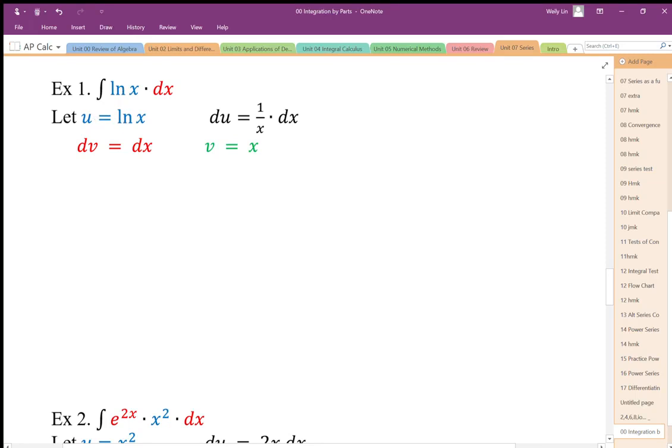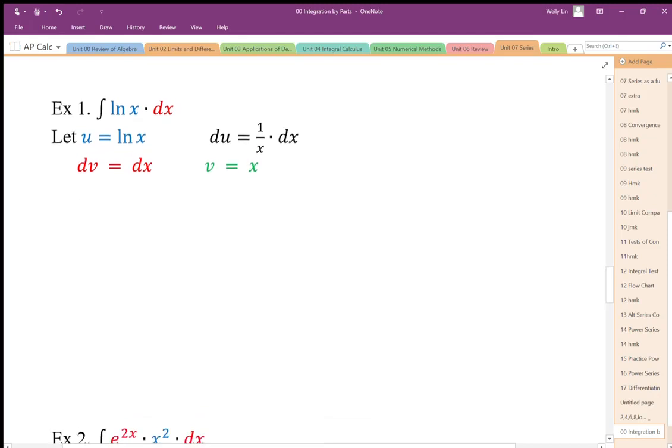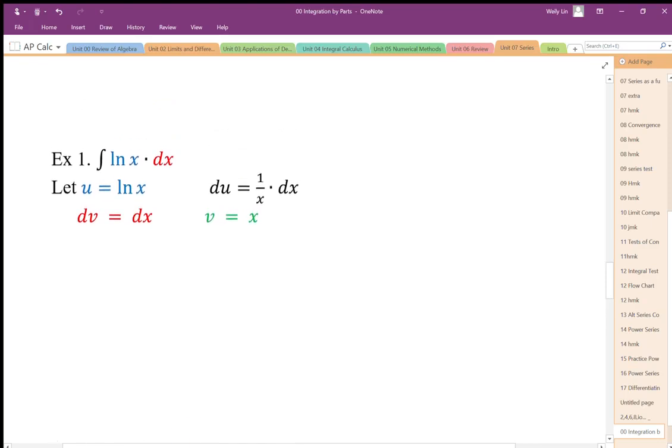Once we've decided on that, we need to generate the parts. Generating the parts, I differentiate the u to get the du part. I integrate dv to get the v part. So I've got all my parts here. My formula looks like this, I'm just going to write it out here. The integral of u dv is equal to u times v minus the new integral of v times du. So basically I'm starting with this u times dv integral, I'm going to end up with this one, and hopefully that one's easier to work with.